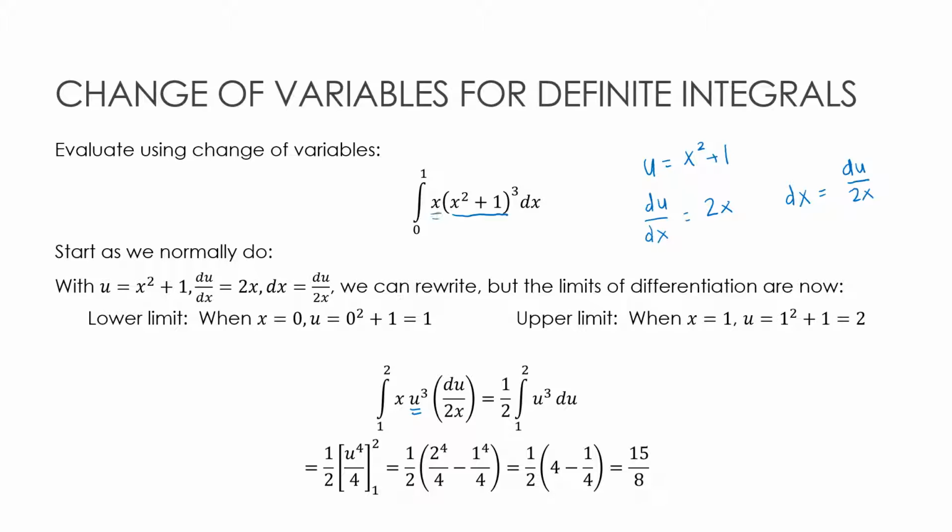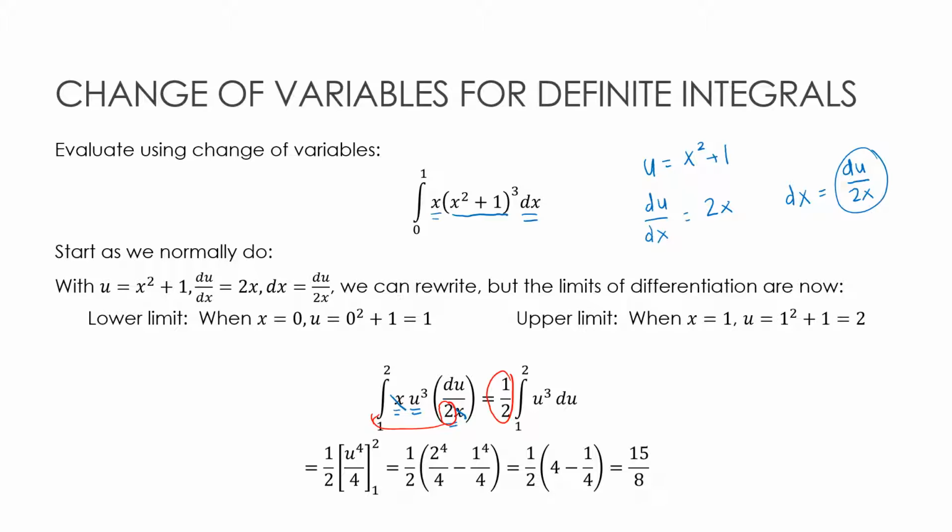I kept my x out front because I haven't done anything with it yet. And then I've replaced dx with du divided by 2x. Then I did whatever simplification I could, so that included getting rid of the x's here, and then taking this 2 and saying let's move it to the outside, so it's 1/2 on the outside. On the inside, I just have u cubed du, which I can integrate very easily.